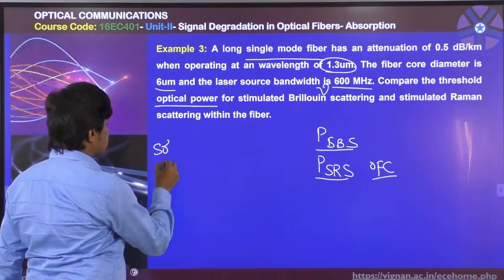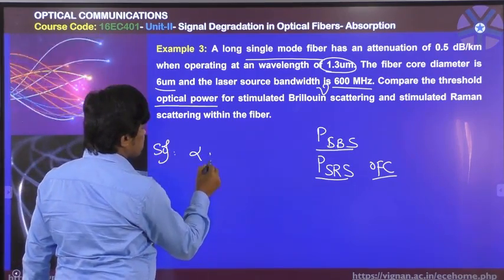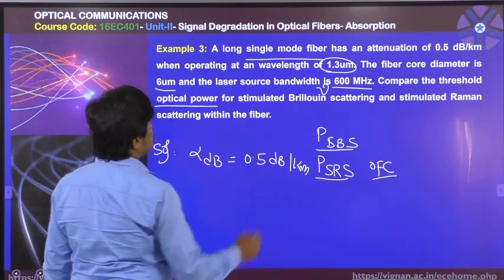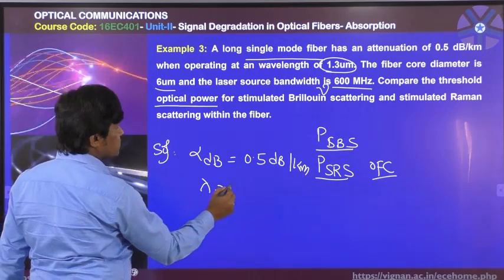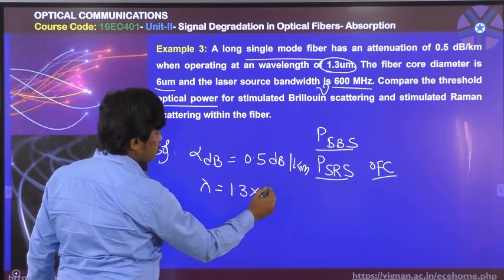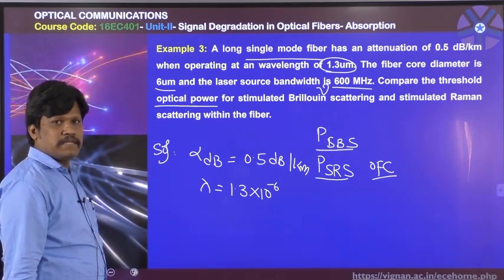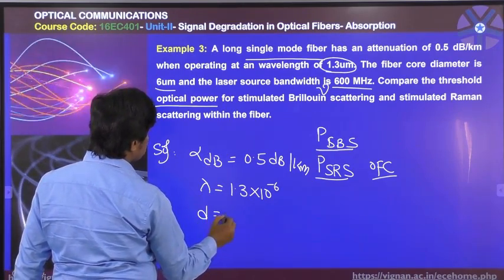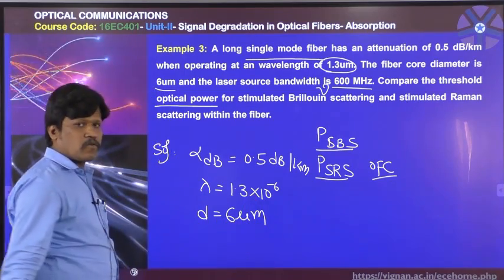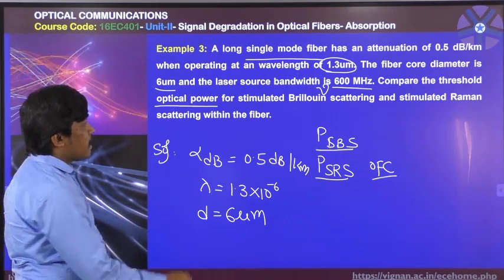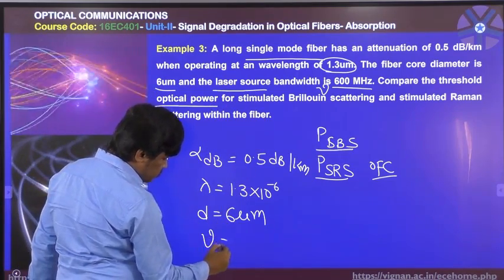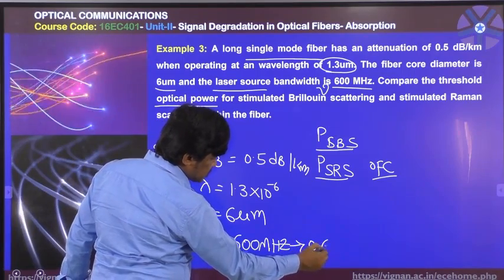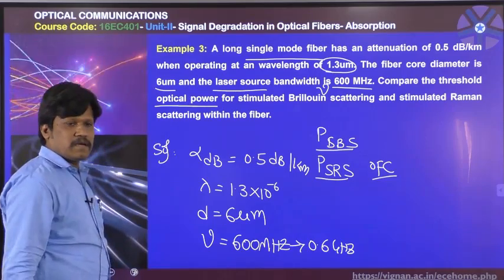So the data given was attenuation in dB, alpha dB, is equal to 0.5 dB per kilometer, and operating wavelength lambda is equal to 1.3 micrometer, that is 1.3 into 10 power minus 6, and fiber core diameter D is equal to 6 micrometer, and laser source bandwidth mu is equal to 600 megahertz or 0.6 gigahertz.